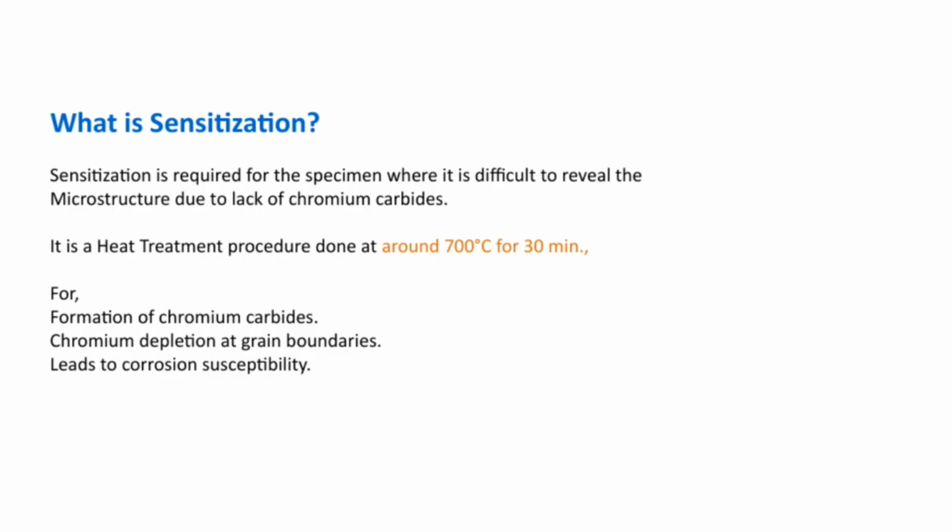This process involves a specific heat treatment, typically around 700 degrees Celsius, and it's usually done for about 30 minutes. During this heat treatment, chromium carbides form at the grain boundaries, which is a critical point. However, this formation causes chromium to deplete at these grain boundaries, meaning there's less chromium available there. And this depletion can lead to increased susceptibility to corrosion, which is a big concern in many applications.